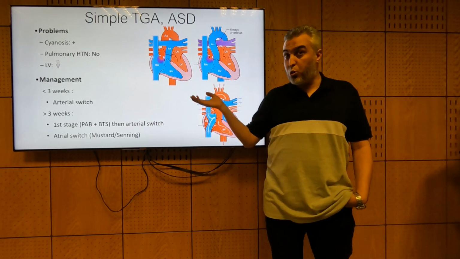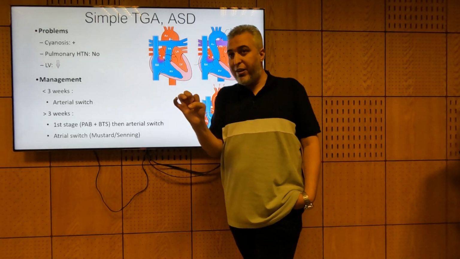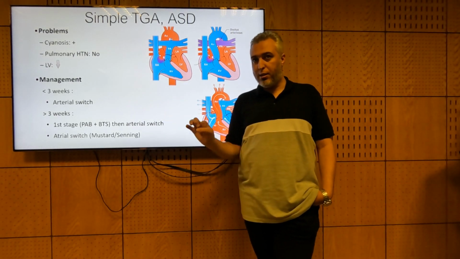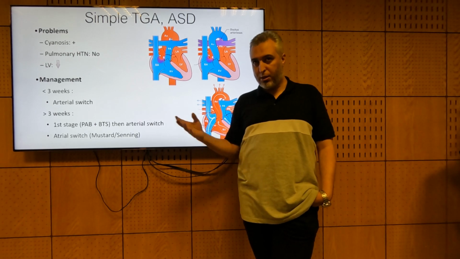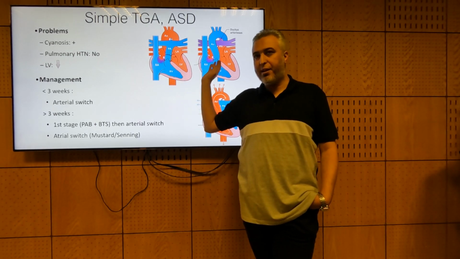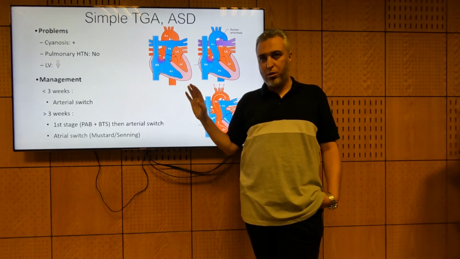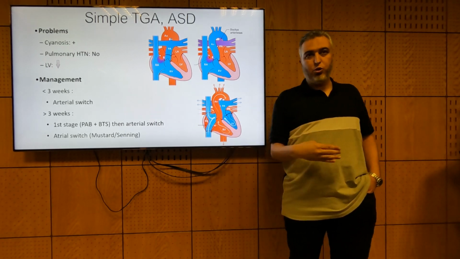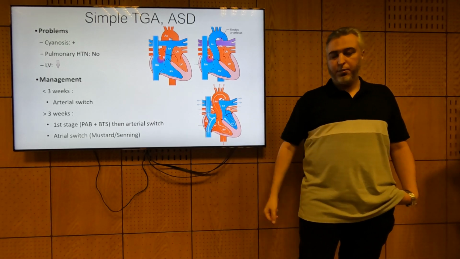So we've seen patients who are 2 months of age with very restrictive ASD, and they were still conditioned. But these are exceptions. Or they had a slightly bigger PDA on their own, so they actually had pressure and volume load because of the PDA.